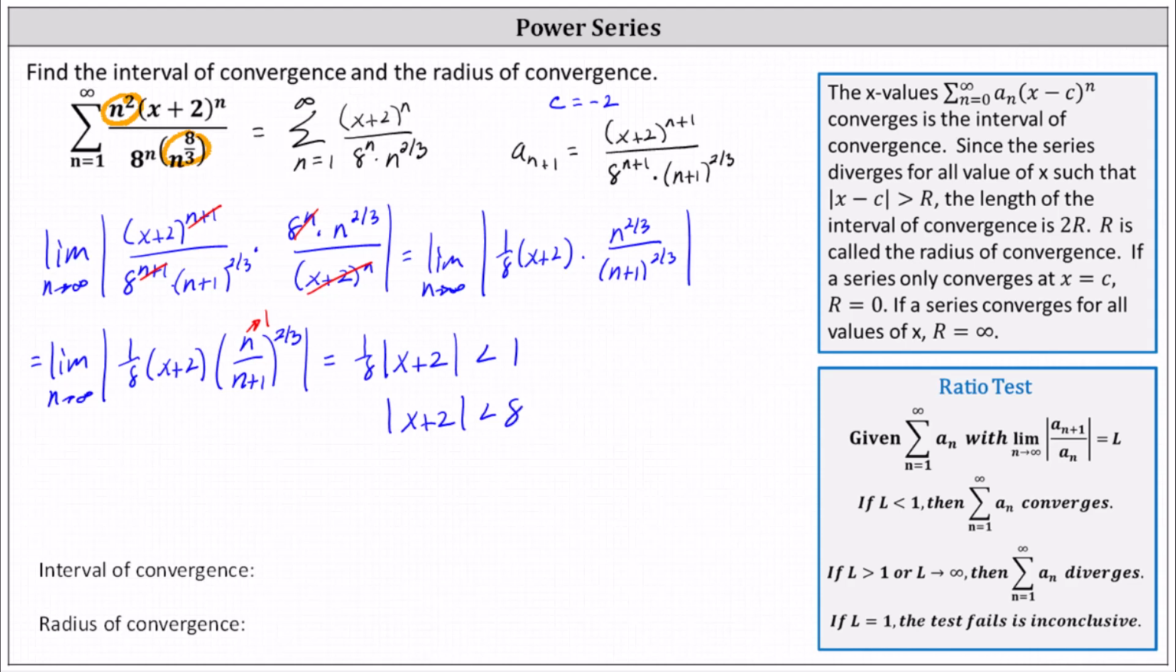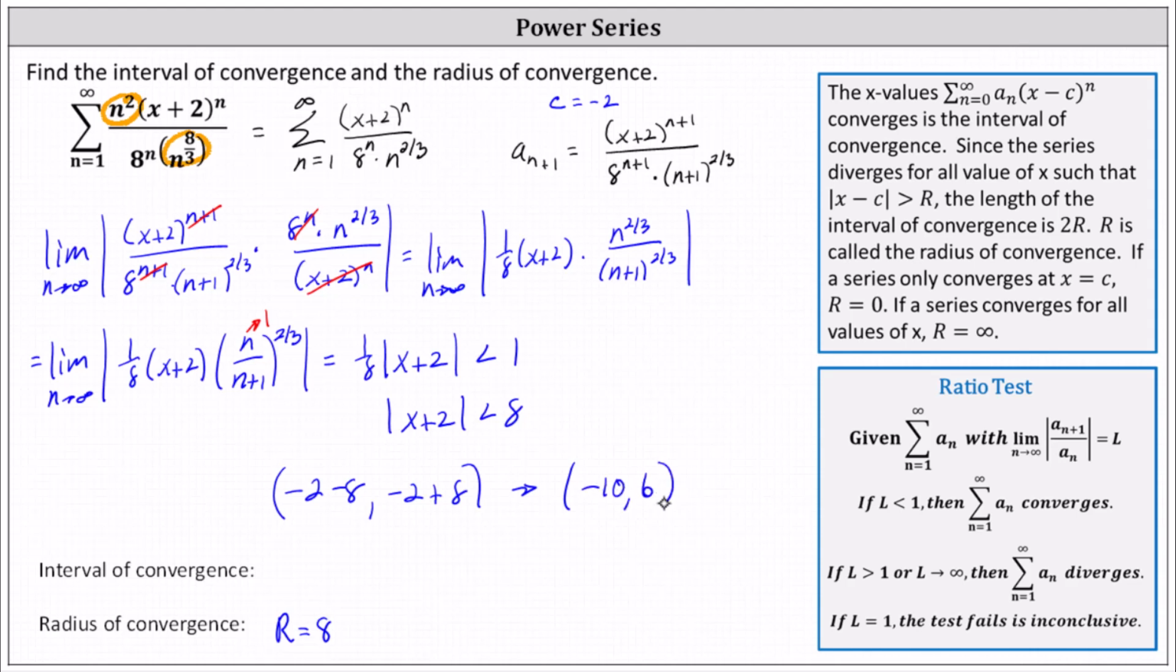Let's go ahead and record this below. We have r equals 8, which means we know for sure the power series will converge over the open interval from c minus r, or negative 2 minus 8, to c plus r, or negative 2 plus 8, which gives us the open interval from negative 10 to positive 6.